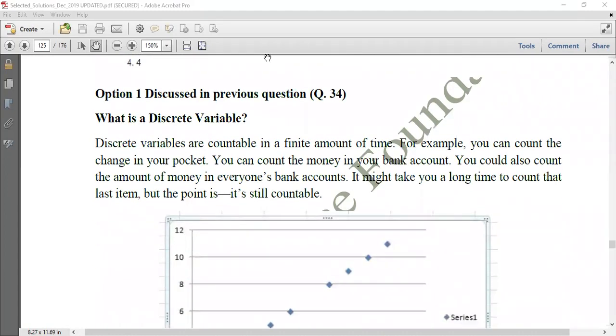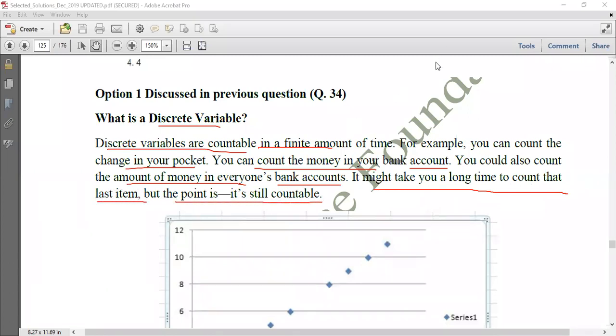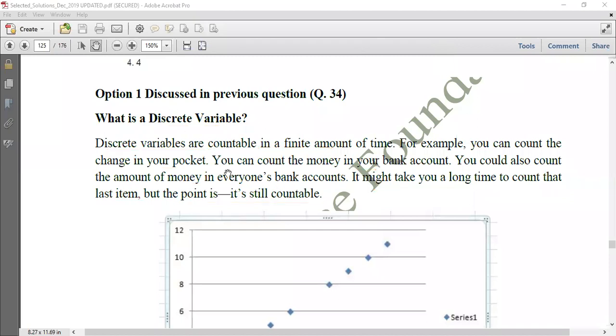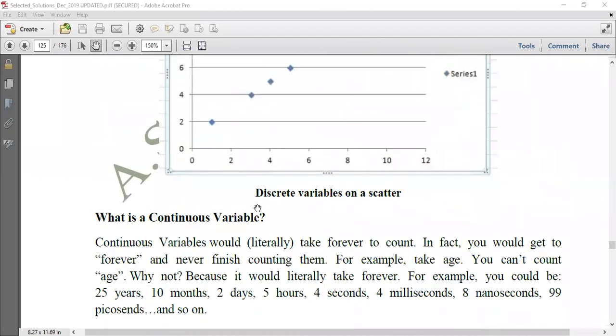Let's understand what a discrete variable is. Discrete variables are countable in a finite amount of time. For example, you can count the change in your pocket. You can count the money in your bank account, and you can also count the amount of money in everyone's bank account. It might take you a long time to count the last items, but the point is it is still countable. Finite and countable, right?